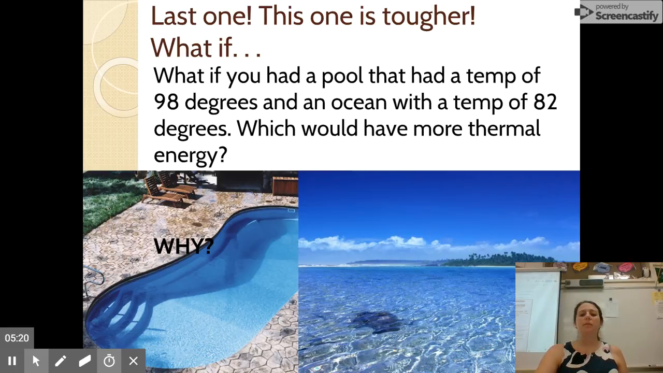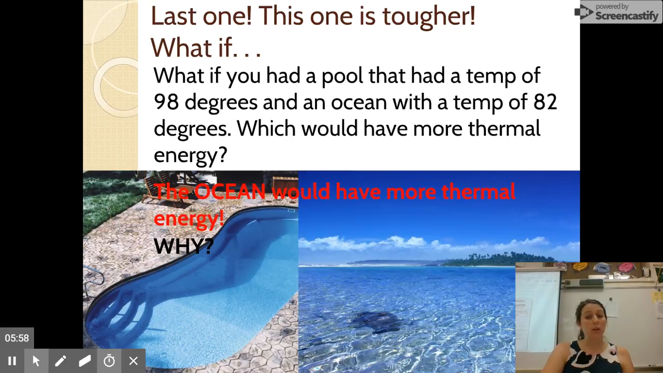All right, last one. We're going to combine the two. What if you had a pool with a temperature of 98 degrees, which would be amazing right now, I'm sure you would agree, and the ocean that had a temperature of 82 degrees? Which would have more thermal energy? You've got a smaller substance that's hotter or a way larger substance that's not as hot. Which one would it be? The answer, and why, would definitely be your ocean.